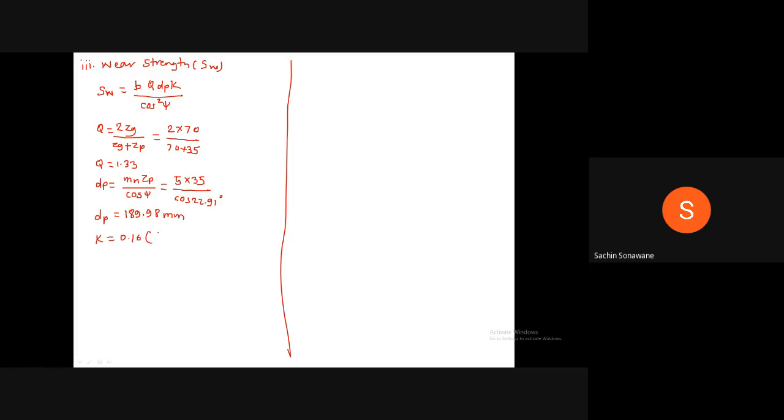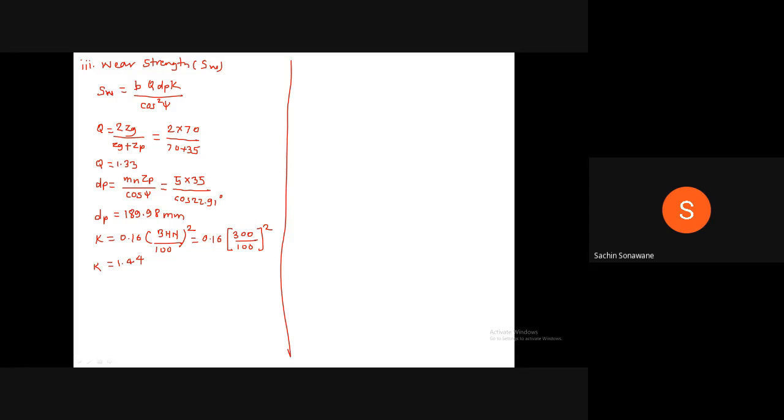K is 0.16 into bracket BHN upon 100, bracket square. Therefore, substitute the values: 0.16 into bracket. What is the value of BHN? 300. Means 300 divided by 100, bracket square. Therefore, the value of K is 1.44.